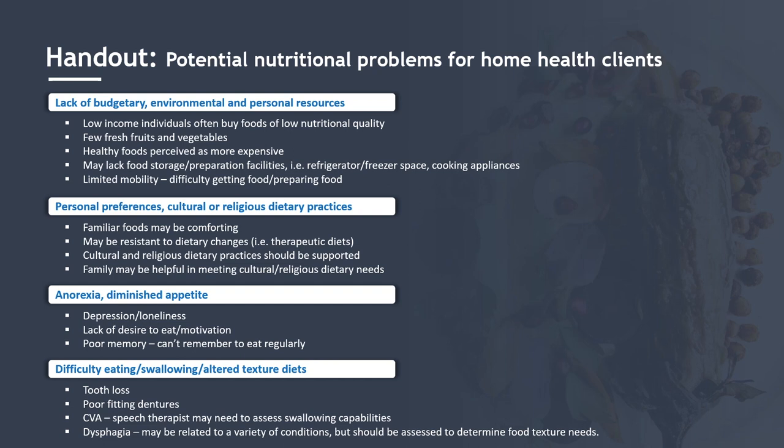Anorexia, diminished appetite. Depression or loneliness. Lack of a desire to eat or motivation. Poor memory. They can't remember to eat regularly. Difficulty eating, swallowing, altered texture diets. Tooth loss. Poor-fitting dentures. CVA. Speech therapist may need to assess swallowing capabilities. Dysphagia may be related to a variety of conditions, but should be assessed to determine food texture needs.